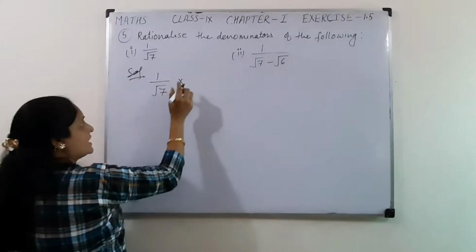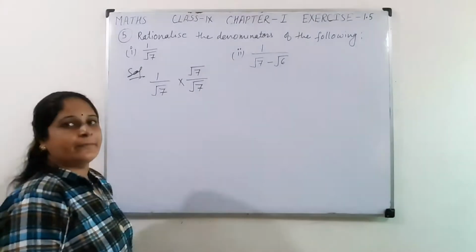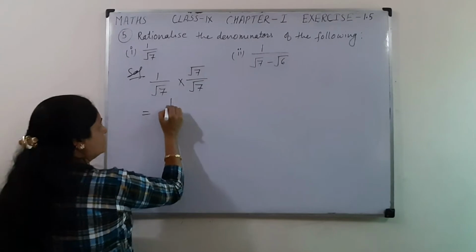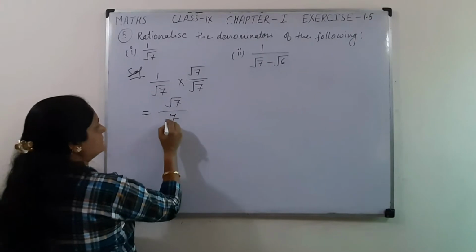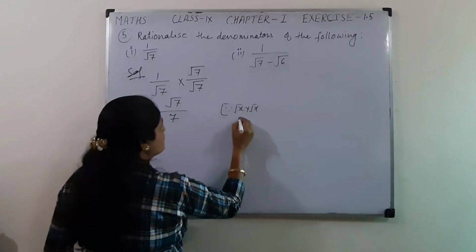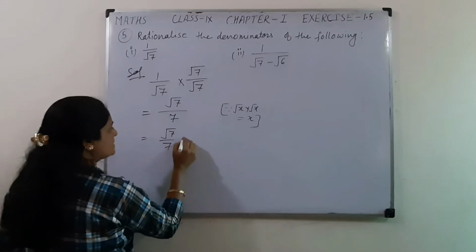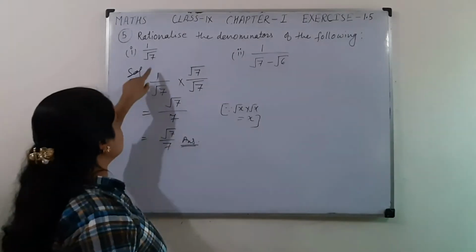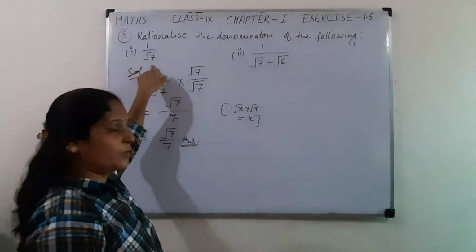To remove the root 7, in the numerator and in the denominator both we will multiply by root 7, that is by the same number. So root 7 upon root 7, and root 7 into root 7 will be 7, because we know that root x into root x is equal to x. So our answer is root 7 by 7. So we understood here that rationalize means we have to remove the root sign, the symbol of the radical or the symbol of the root, from the denominator.